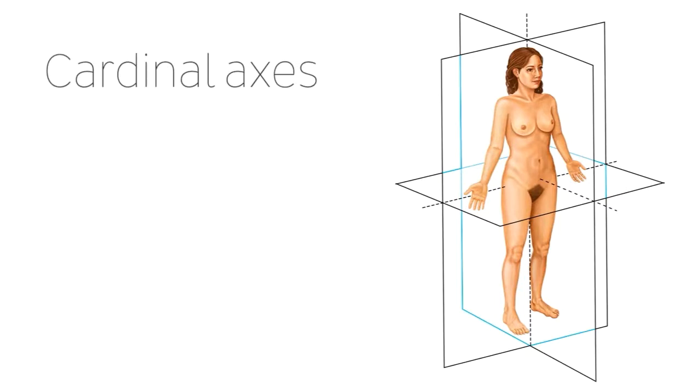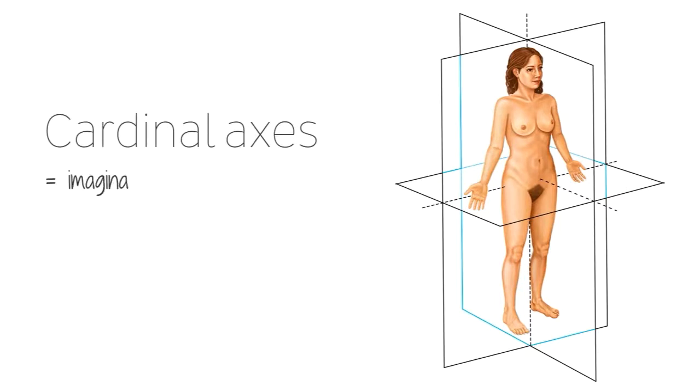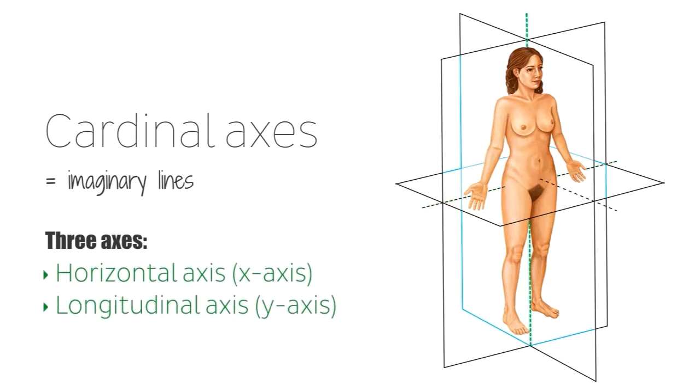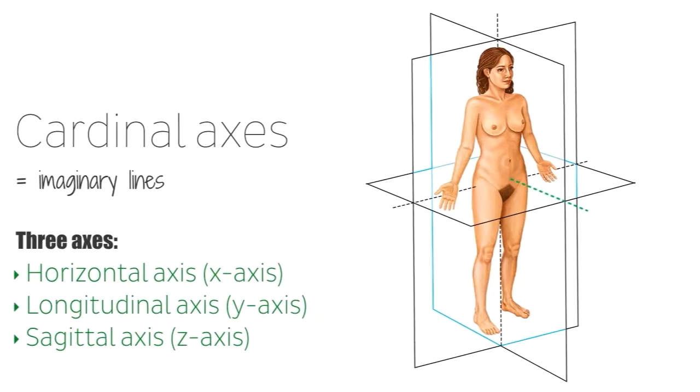As for the cardinal axes, these are straight imaginary lines that run through the body in 3 cardinal directions: the horizontal axis, also known as the x-axis, the longitudinal axis, also known as the y-axis, and the sagittal axis, also known as the z-axis. When we talk about the cardinal axes of the body, we're referring to a straight line around which an object rotates, such as the movement around a joint.